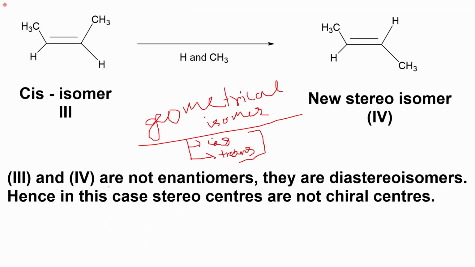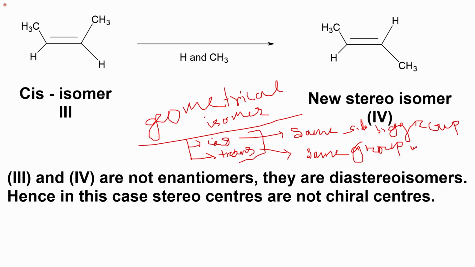Now if we discuss geometrical isomerism, so cis and trans isomerism. In the cis isomer, the two big groups are on the same side. Trans is the opposite: the same group on the opposite side. Then it is called the trans isomer.